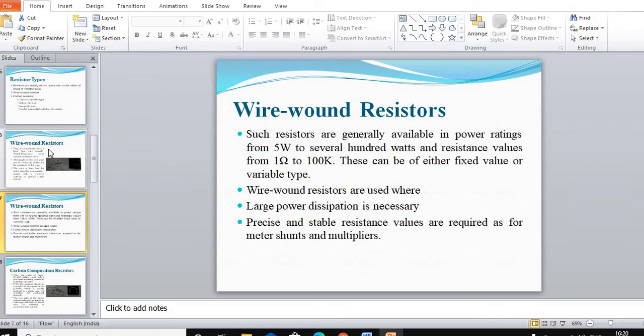Wire wound resistors are used where large power dissipation is necessary, and where precise and stable resistance values are required, as for meter shunts and multipliers.